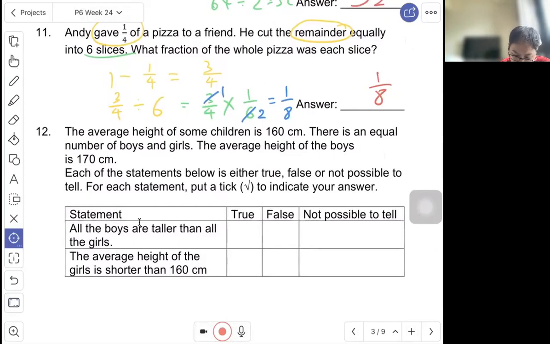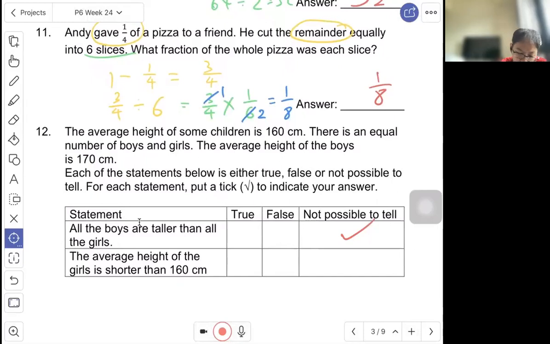So question 12, the average height of some children is 160 cm and there's an equal number of boys and girls. The average height of the boys is 170. So we indicate a tick with true, false, or not possible to tell. So statement 1, all the boys are taller than all the girls. Not possible to tell, because we can have some boys be less than 170 or even less than 160.